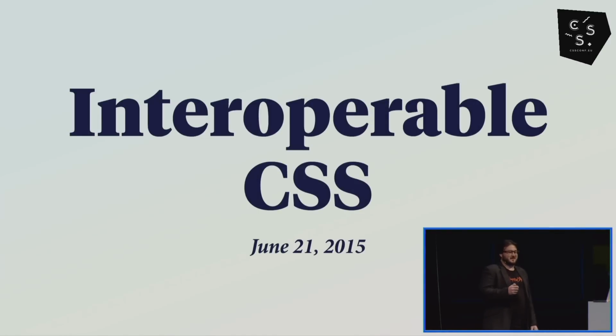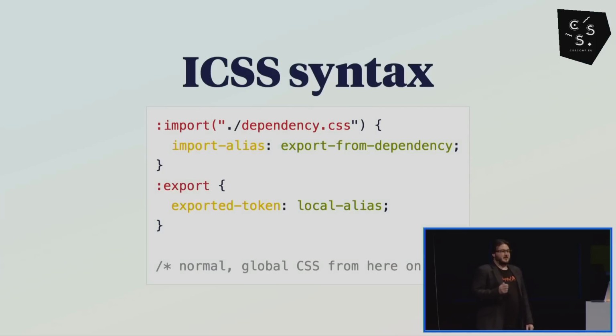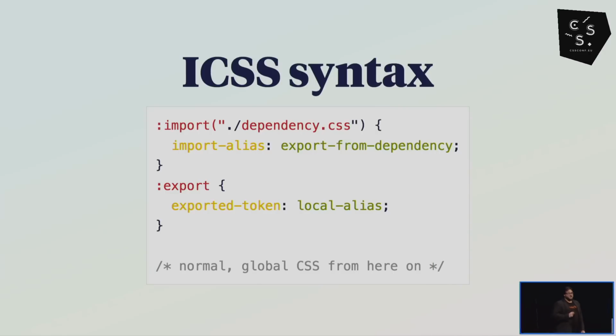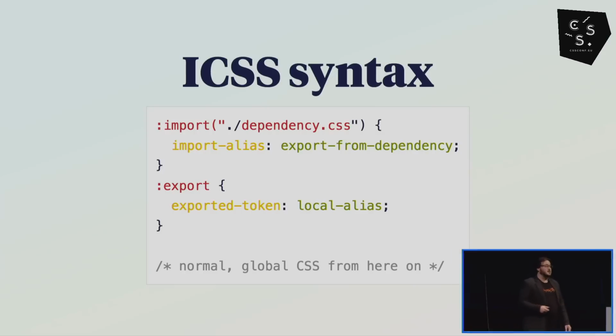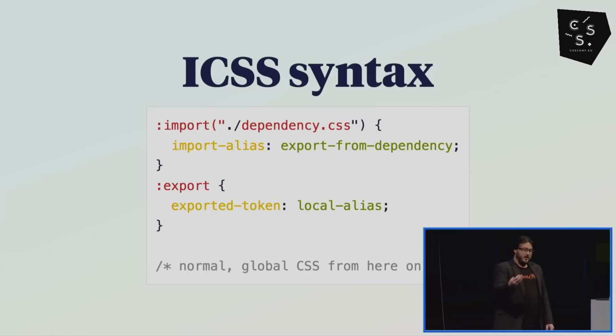That's what interoperable CSS is trying to be. All right? And here's what it looks like. It is very small. It is a very small addition to the CSS syntax. There is an import and an export directive. The import references another file and says, hey, some information from that file, I would like to bring it in here, and I'll call it this. It also can export things, saying, hey, if I get included, here's information out. There's a local alias exported token. But the rest of the file is completely global. There's no other changes to CSS.